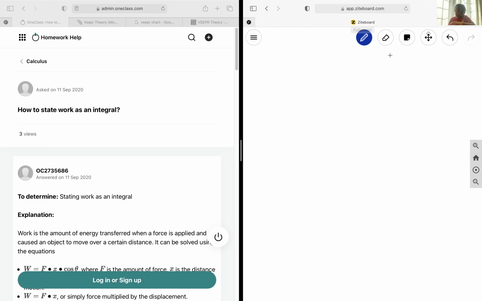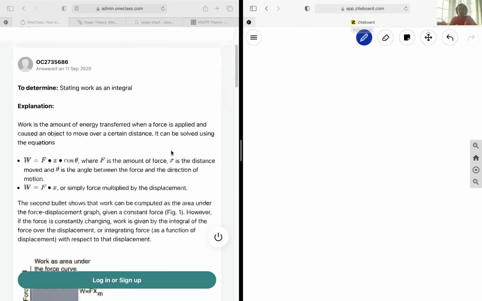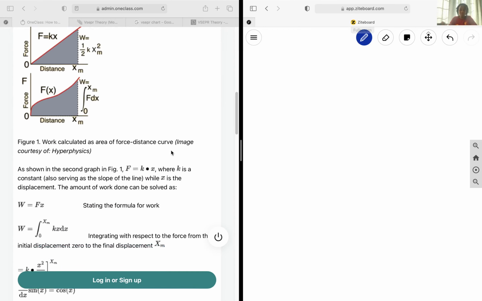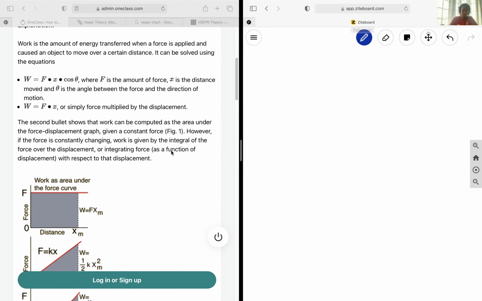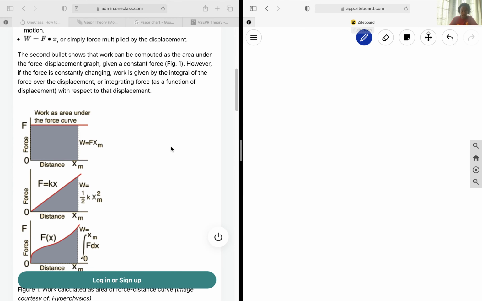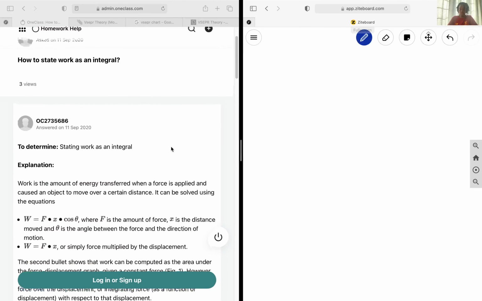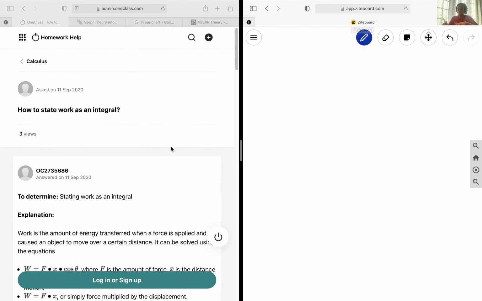Okay, for our next question, we want to figure out how to state work as an integral. And so the answer given here is the calculus 1 method. I'm going to show you how to derive this fact. And in calculus theory, you're not going to assume that f of x is equal to kx in any form or manner. You're just going to take f of x as f of x.